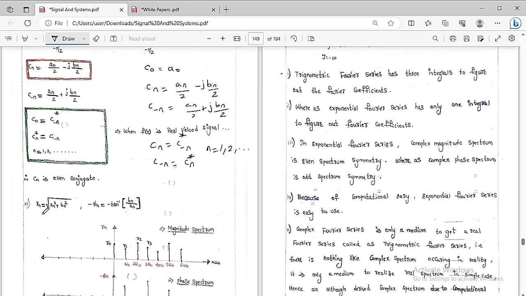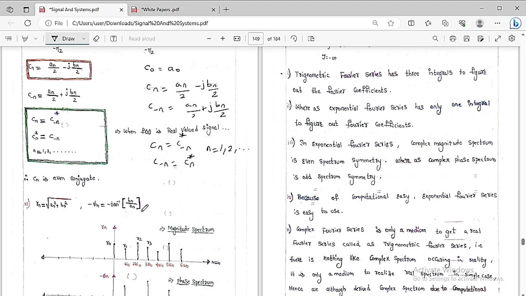And you know what is Rn? I've already told you Rn is equal to root over an square plus bn square. And you know phi n is nothing but tan inverse of bn by an. So minus phi n, multiplying by minus on both sides, we are going to get minus phi n is equal to minus tan inverse of bn by an.